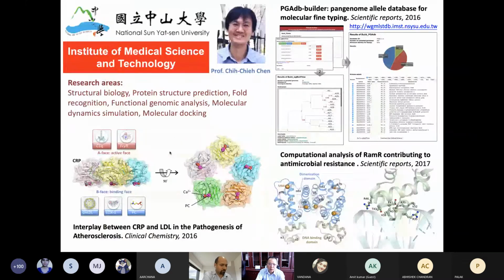And Professor Chen, his background is from bioinformatics. So right now he is doing molecular dynamics simulation, especially for drug screening. So he can do the drug screening for a specific protein, and then you can apply it to precision medicine.